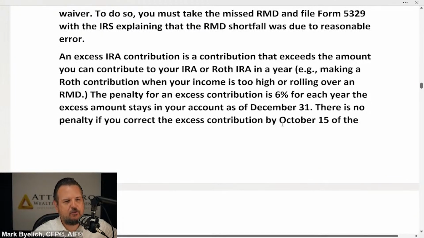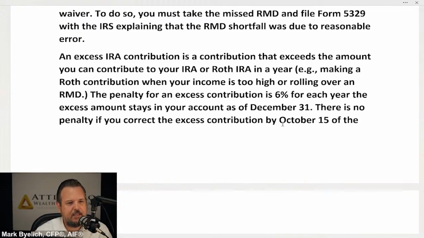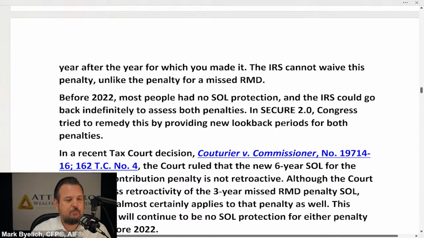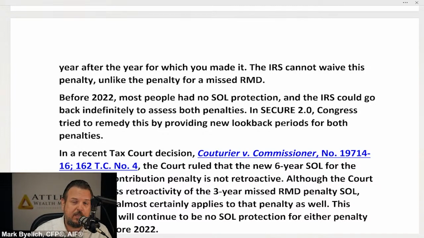An excess IRA contribution is a contribution that exceeds the amount you can contribute to your IRA or Roth IRA in a year. For example, making a Roth contribution when your income is too high or rolling over an RMD. The penalty for an excess contribution is 6% for each year the excess amount stays in your account as of December 31st. There is no penalty if you correct the excess contribution by October 15th of the year after the year for which you made it. The IRS cannot waive this penalty, unlike the penalty for a missed RMD. That's important.